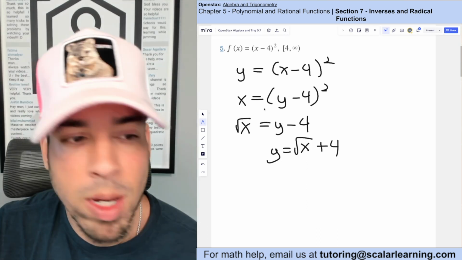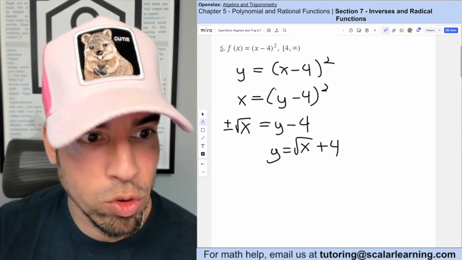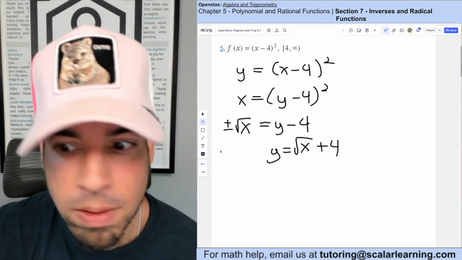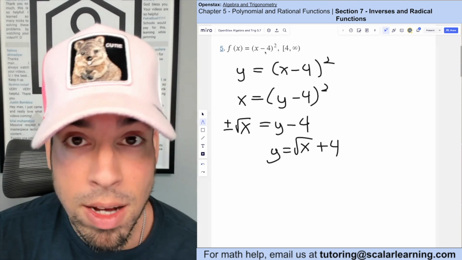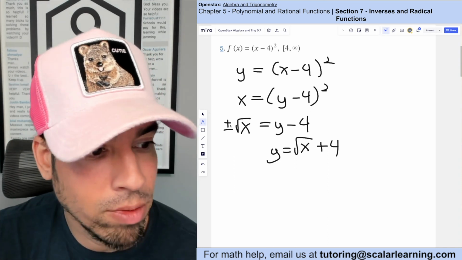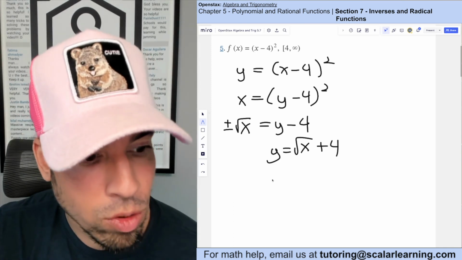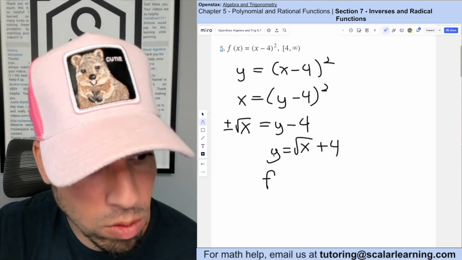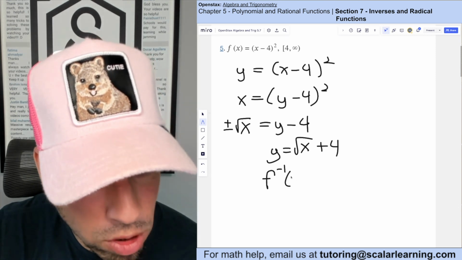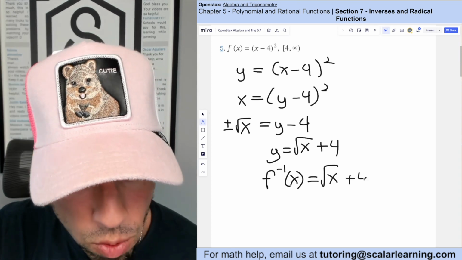Now, one thing you may want to note is that normally we'd have a plus or minus situation when we take the square root, but because of this artificial domain, we're only taking the positive side of this parabola. So this actually makes sense. We don't even have to worry about the negative side. The positive side is sufficient. And then last but not least, as we write this in the correct notation, we're going to replace the y now with f inverse, or f of negative 1 of x, is equal to that radical function, the square root of x plus 4, boom, done.